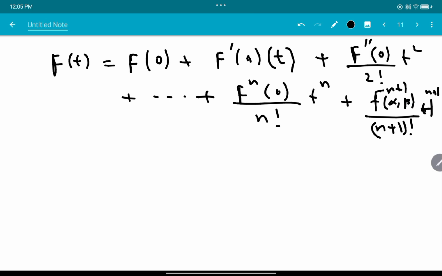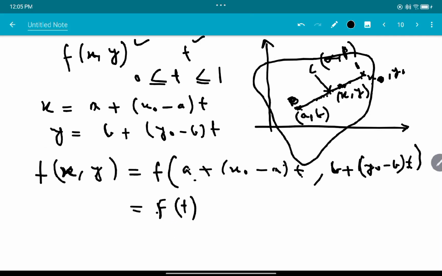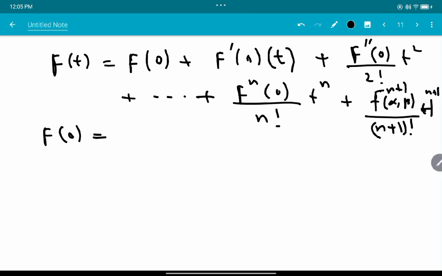Now, in order to find these, we need this. Suppose we have to find, first let us take f naught. f naught means t equal to 0. You have to put t equal to 0. That means this is f(a,b), t equal to 0. Yes, f(a,b). Very nice. Let us keep it as it is. f naught is f naught.